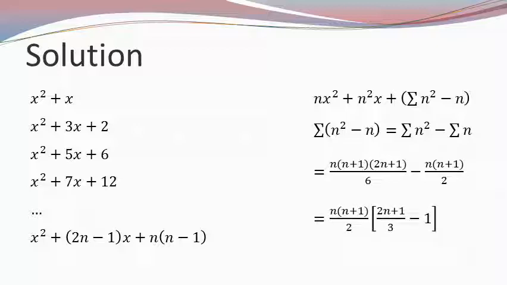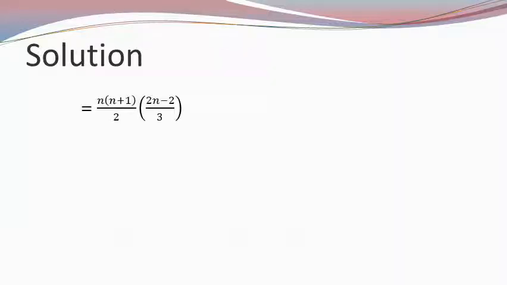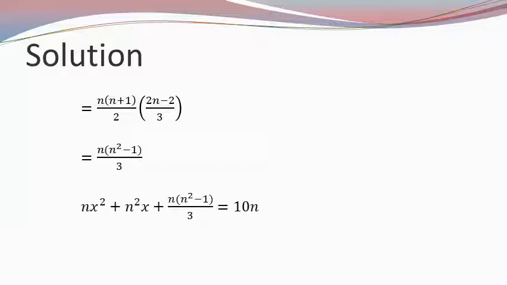So we can write it in this form after taking n times n plus 1 divided by 2 common. Now further simplification leads to this expression, which can be written down like this. So n times n squared minus 1 divided by 3. Therefore our equation now looks like this. We have written down all the terms in a simplified form.